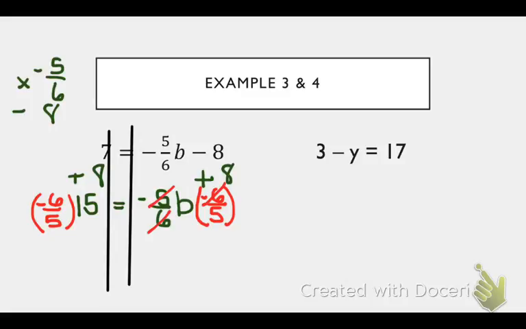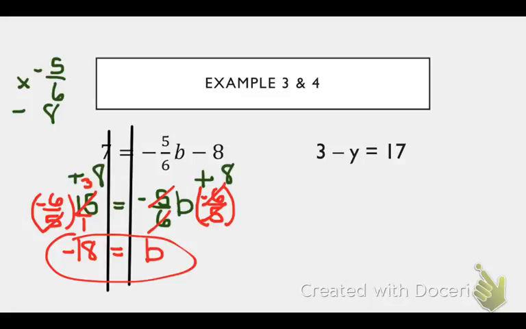So my 6's cancel and my 5's cancel, and a negative times a negative is a positive. b equals, over on the right, put the 15 over 1, and the 5 and the 15 will reduce. This becomes a 3, and negative 6 times 3 is negative 18 equals b. Okay. You can verify that with an algebraic check. I'm going to move on to example 4.